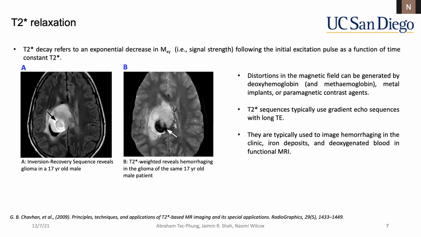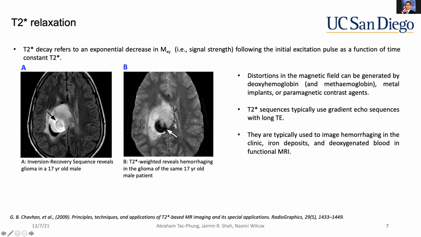All right, next. Now we'll talk about T2 star relaxation in MRI. T2 star decay refers to the exponential decrease in the signal strength following the initial excitation pulse as a function of time constant T2 star. We studied in the lecture that distortions in the magnetic field can be generated by deoxyhemoglobin, and also sometimes by metal implants and other contrast agents.